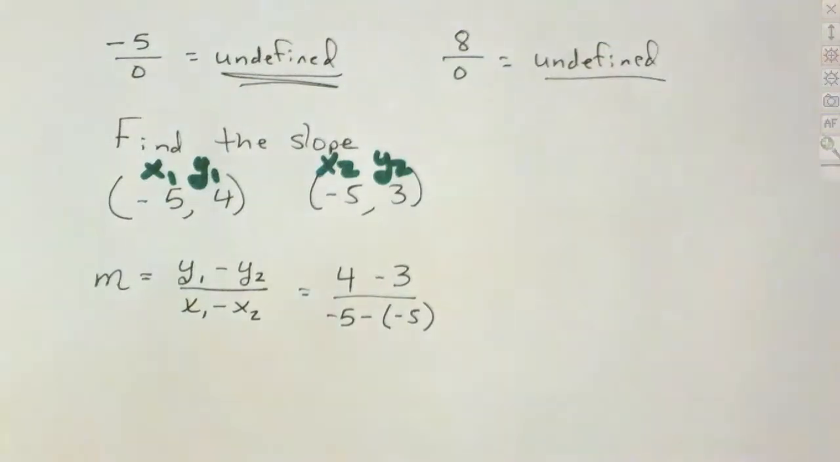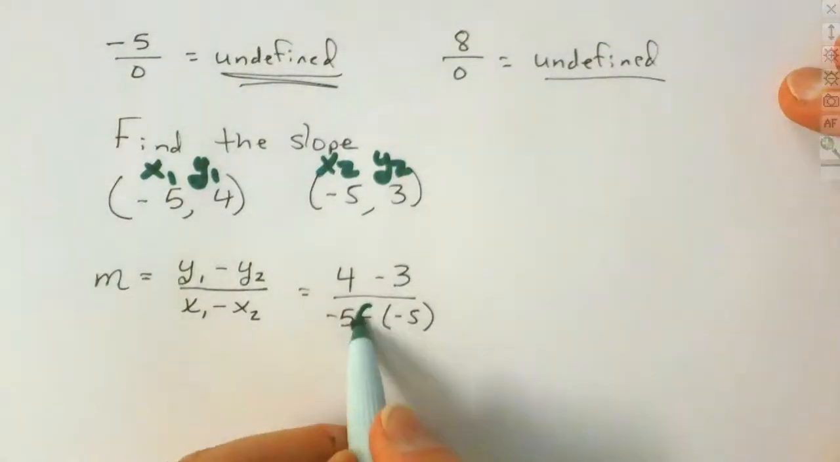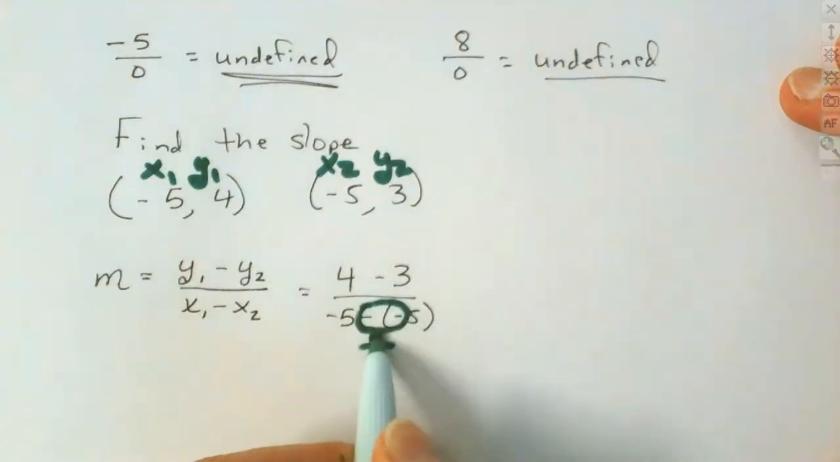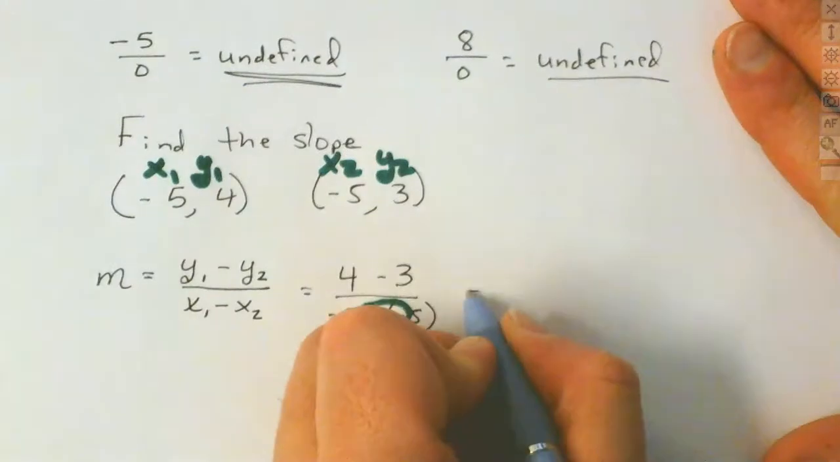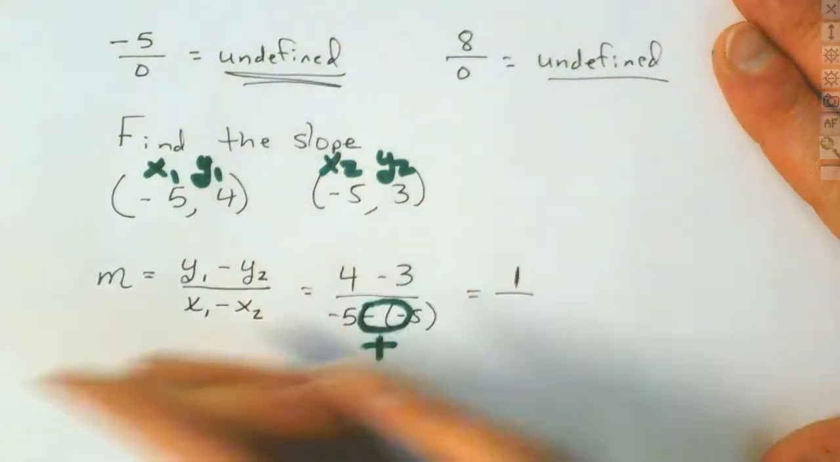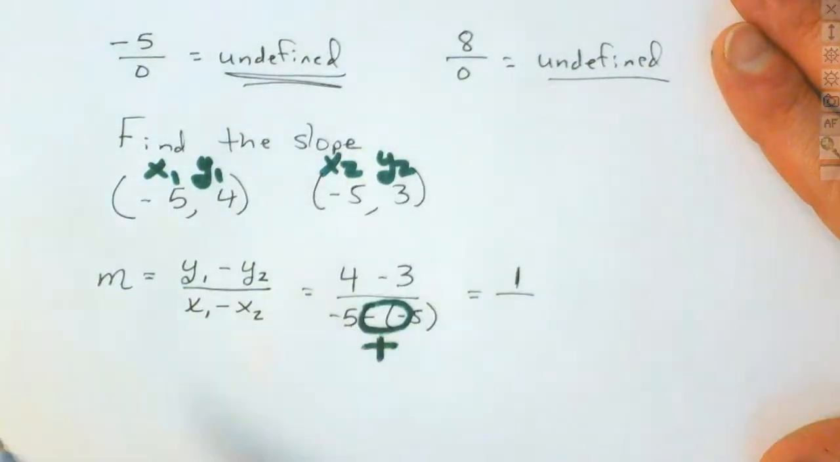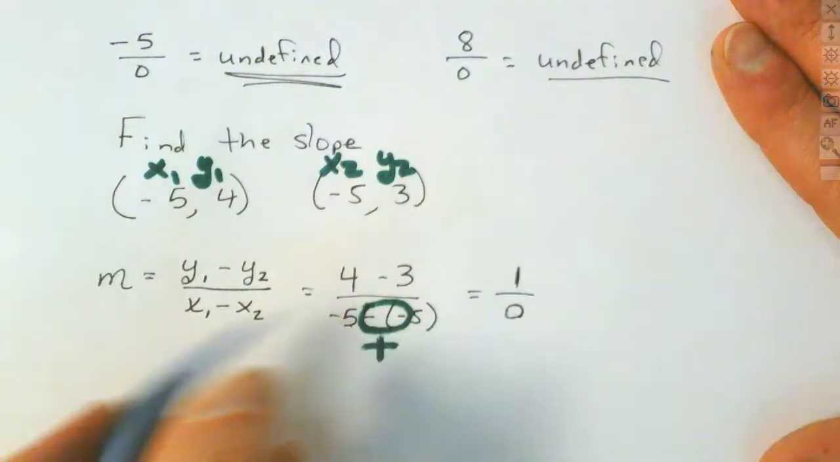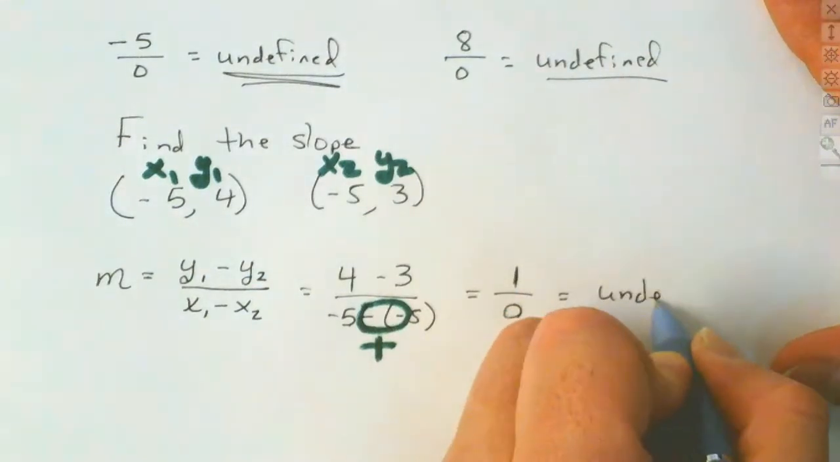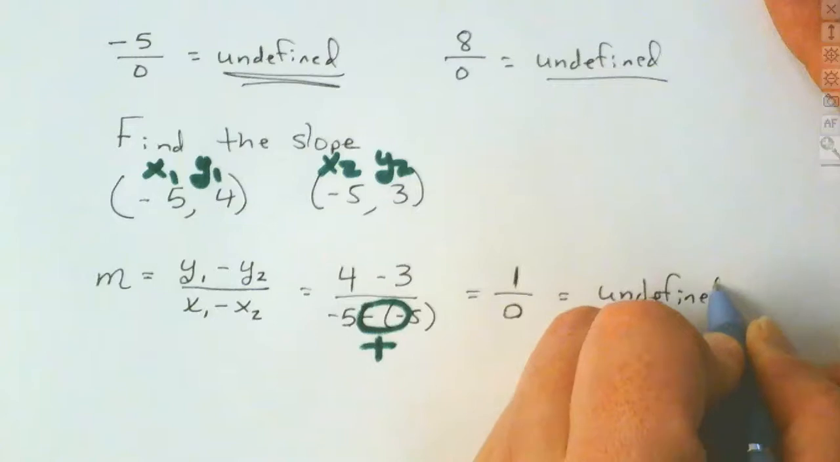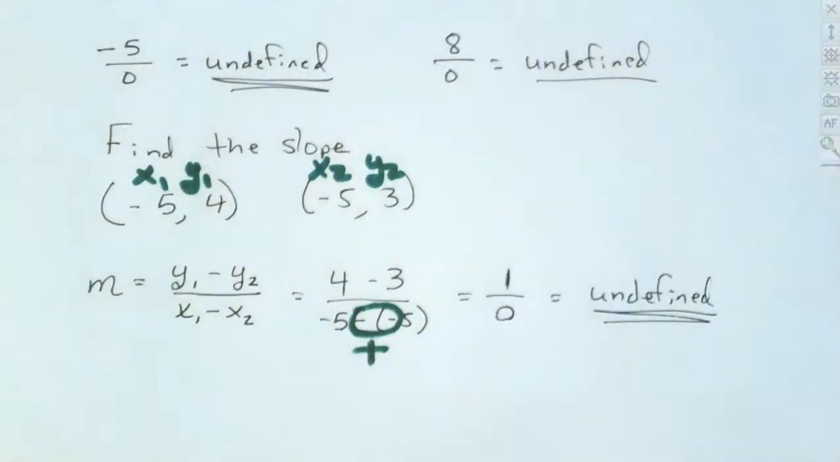So the double negative here is going to make this a positive. And we've got 4 minus 3. Well, 4 minus 3, that's a 1. Minus 5 plus 5, that makes it a 0. And what about 1 divided by 0? Is that 0? No, that is what? Undefined. And by the way, that would have a vertical line for its graph.